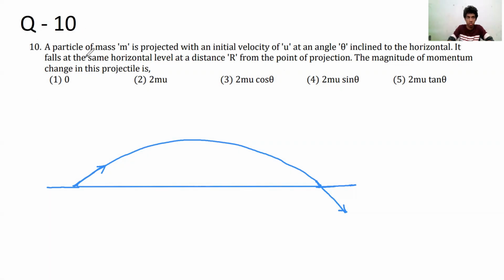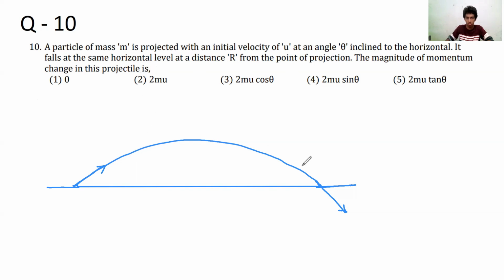Question number 10. A particle of mass m is projected with an initial velocity of u at an angle theta inclined to the horizon. It falls at the same horizontal level at a distance r from the point of projection. The magnitude of momentum change in this projectile is.